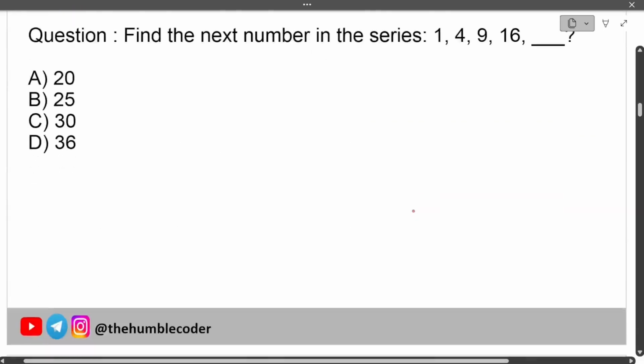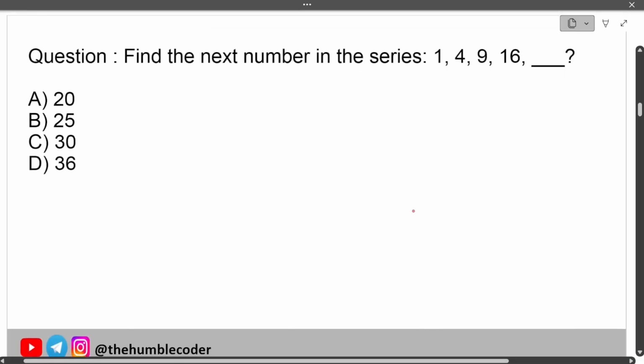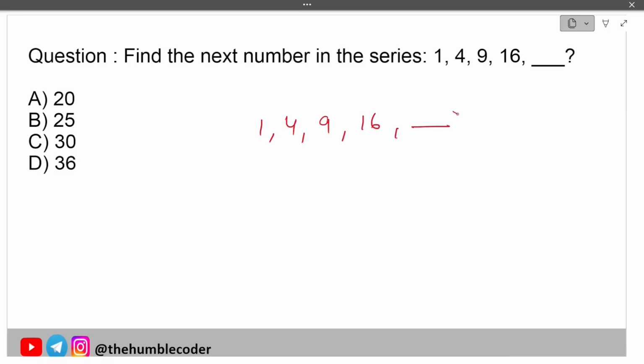Let's move on to the next question now. We have a number series and we have to find out what will come in the next one. So let's take this series 1, 4, 9, 16. We have to find out what will come here. Let's try to understand the pattern here.